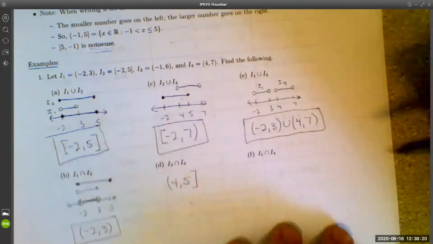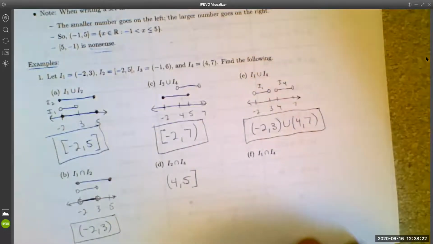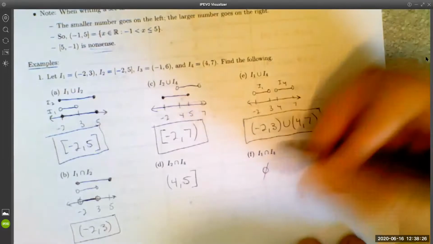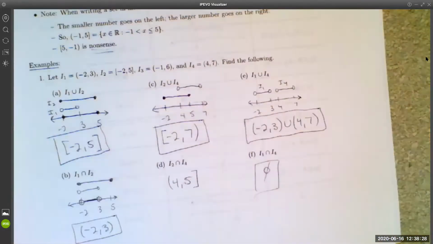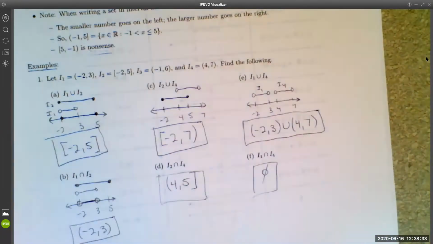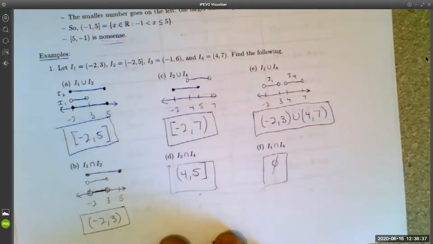The intersection, on the other hand, is where the two sets overlap, and there is no overlap. So the intersection is empty. Okay, so that's that. Hopefully that makes some sense to you. That's how unions and intersections of intervals work.